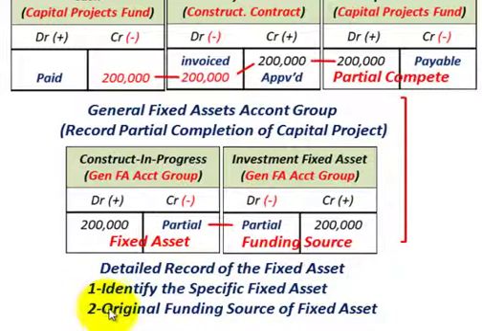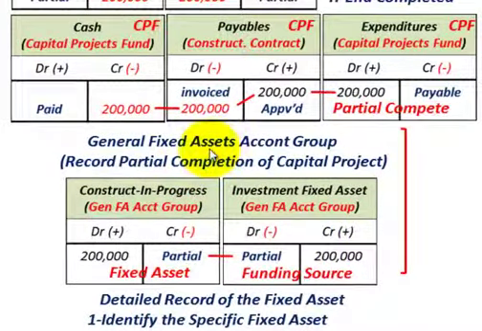And then the other thing, well, that was identifying our specific fixed asset, again, that building. And then secondly, you have the original funding source of the fixed asset. So in this investment in our fixed asset account, we'd have to identify the funding source that it is coming in on. Again, in the general fixed asset account group, we would have credited that for $200,000. Construction in progress, debit it for $200,000. Building isn't complete, so we call it construction in progress. And then our investment in the fixed asset, credit it for $200,000.